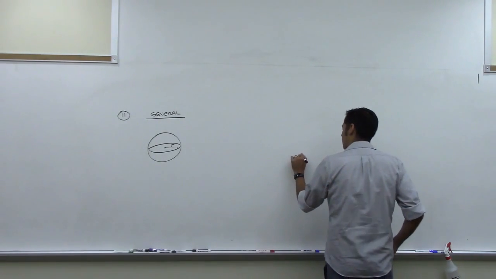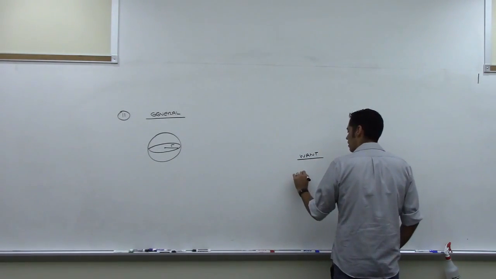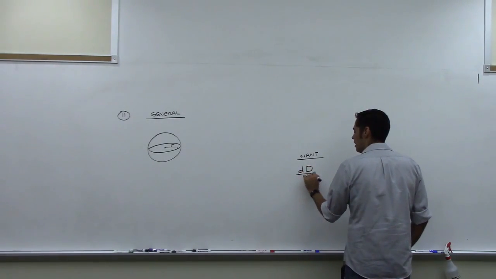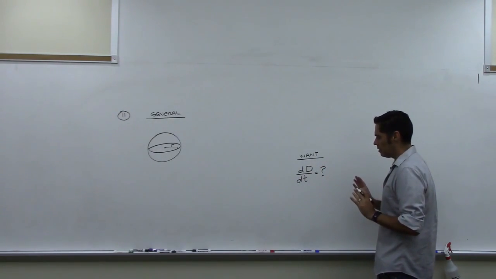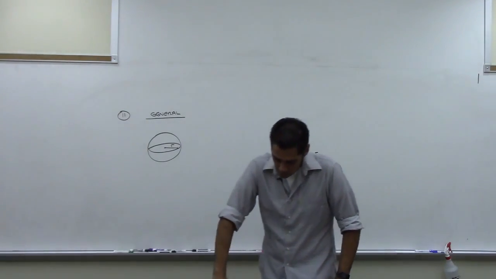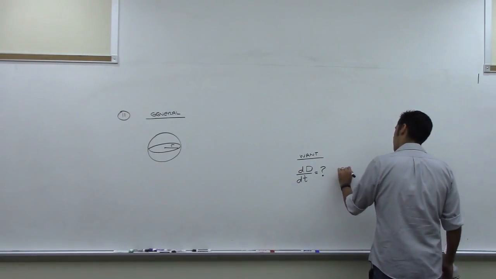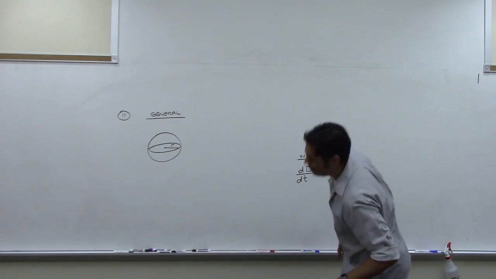So I'm going to start writing that stuff down. I want to know the rate at which the diameter decreases. Capital D is diameter. I want to know that rate. I know it's going to get smaller, but what is the rate it does? I want to know that at exactly the moment when the diameter is 10 centimeters.